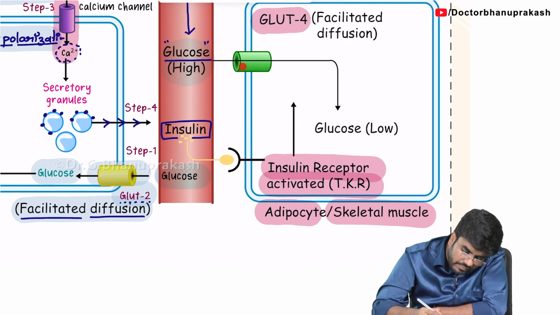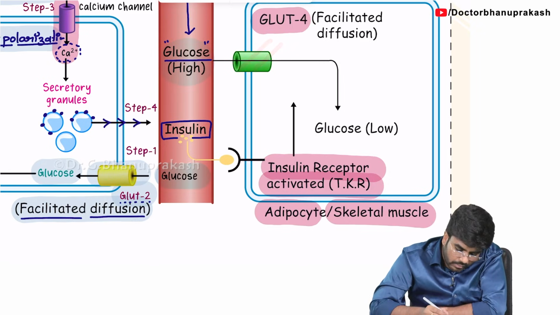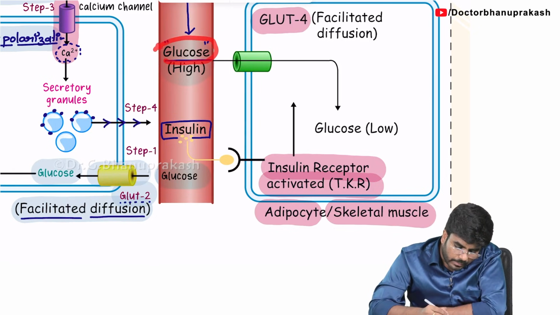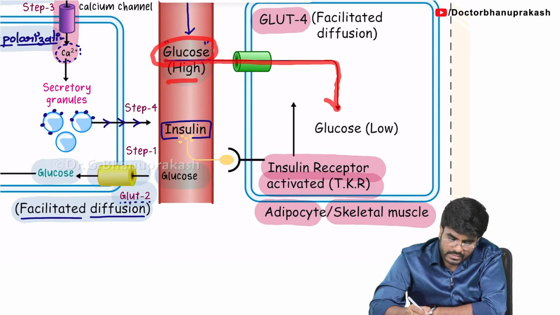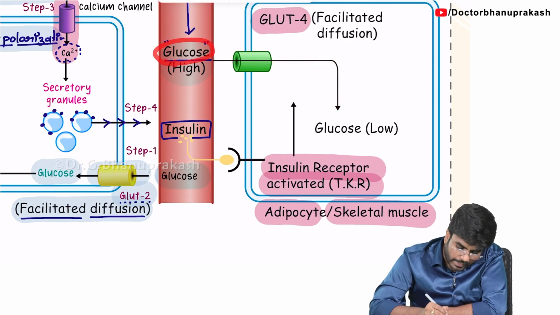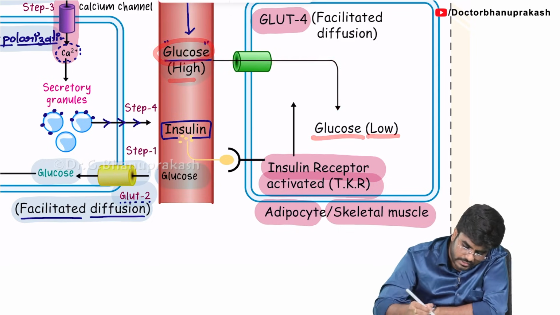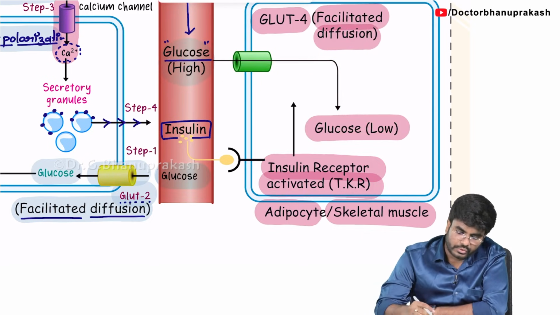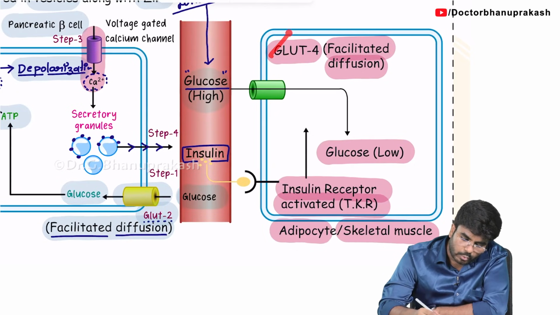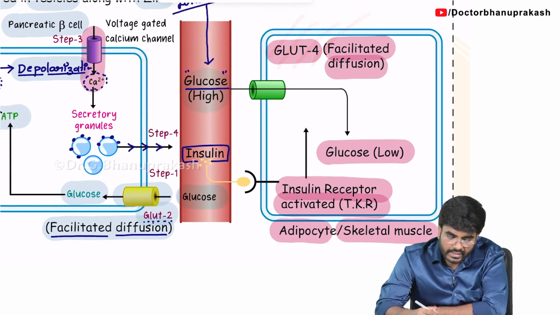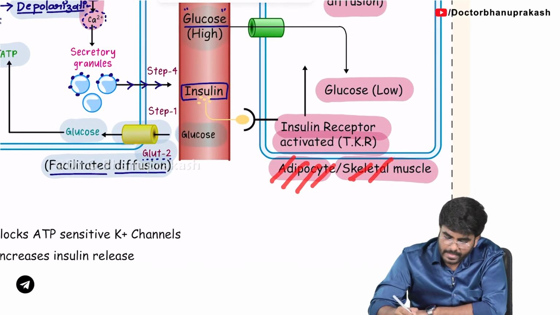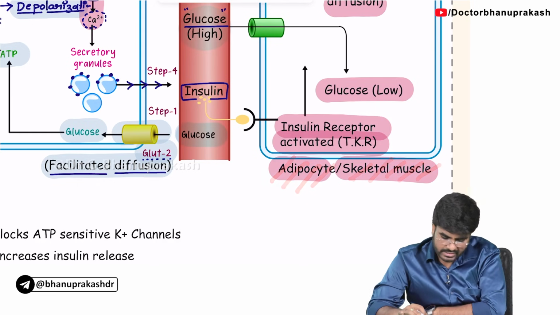Now with the help of this GLUT4, the remaining glucose molecules, there is a lot of glucose present in the blood, right? The remaining glucose molecules enter into the cells from high concentration to low concentration. So again it's an example of facilitated diffusion. And what is the transporter that is helping in glucose absorption? GLUT4. Where is GLUT4 present? GLUT4 is present on adipocytes and skeletal muscles.